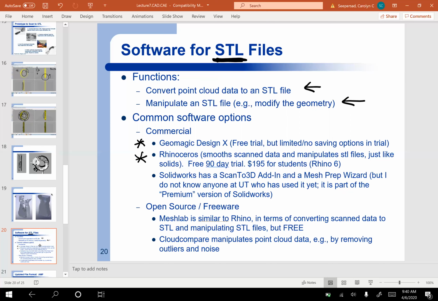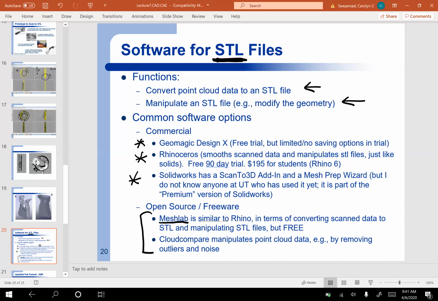There's another software called Rhinoceros, which is really popular in architecture and some other fields. It smooths scan data and manipulates STL files, allows you to modify those STL files just like you would a solid part in, say, SolidWorks. SolidWorks also has some options as well. They're available as part of the premium version. But there's also some open source freeware that's available to manipulate STL files. So one is MeshLab. That's been around for a long time. It's very popular. It will help you convert scan data to STL and also manipulate STL files.